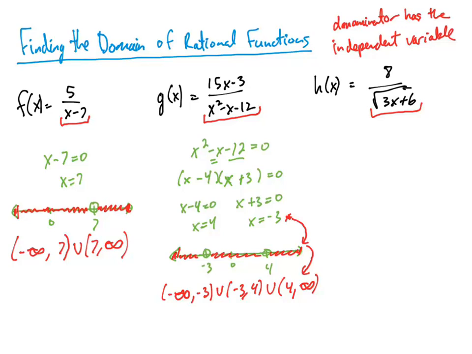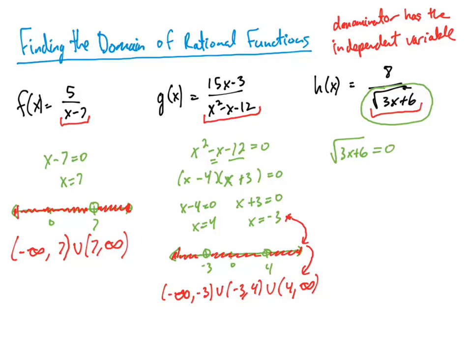All right, let's move over to h of x. This one's a little bit more complicated. So we still want to figure out when this denominator is equal to 0. So we're going to say square root of 3x plus 6. When does that equal 0?